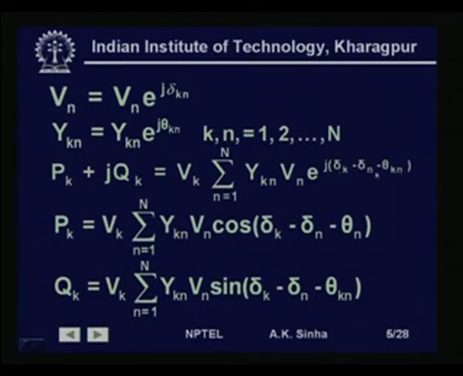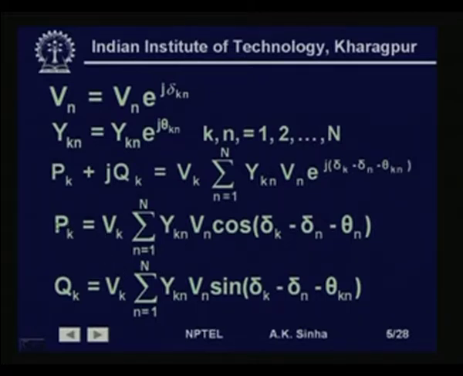That is, we are writing all the angles here, where delta k is the angle associated with V k, delta n is the angle associated with V n, and theta k n is the angle associated with y k n. Now, since we have used the conjugate, the angles associated with V n and y k n are both negated. So, this is the equation that we get, from which we can separate out the real and imaginary parts.